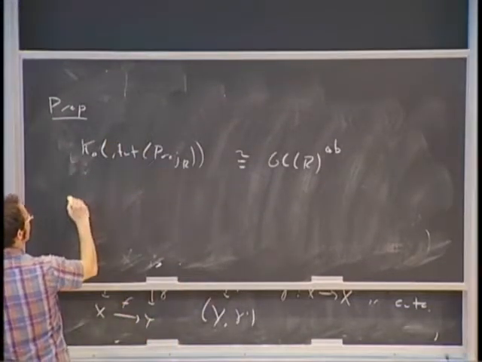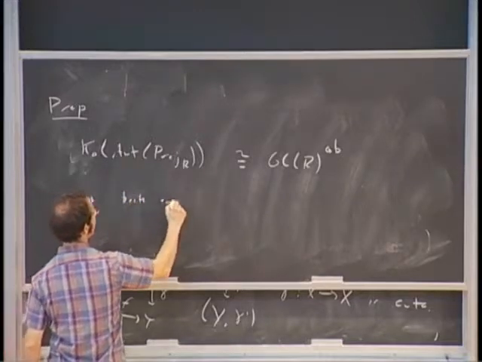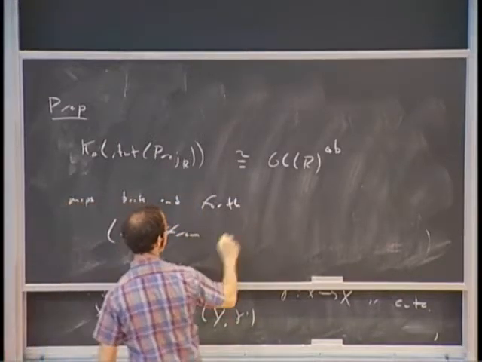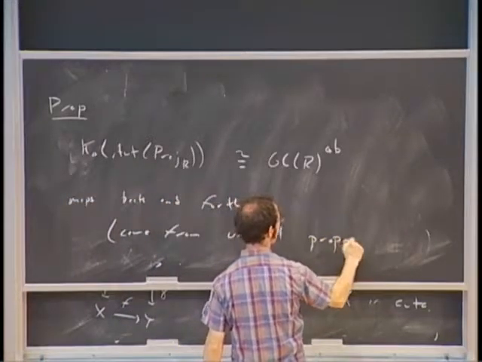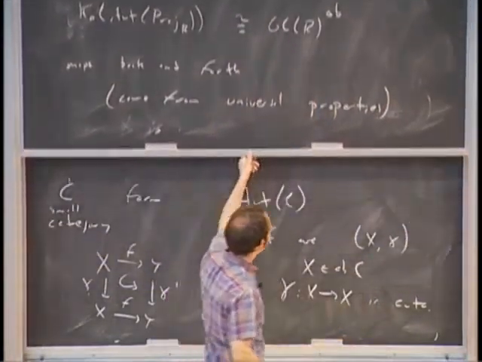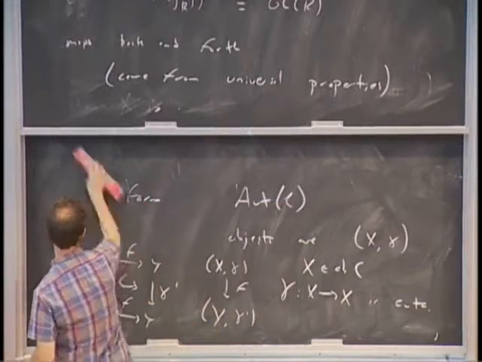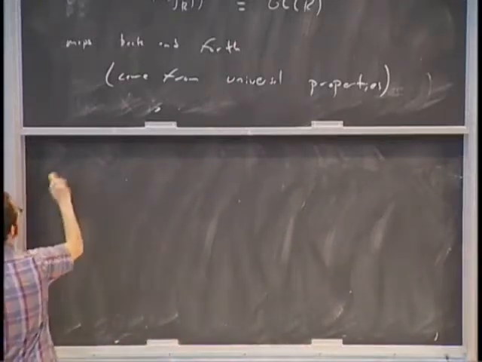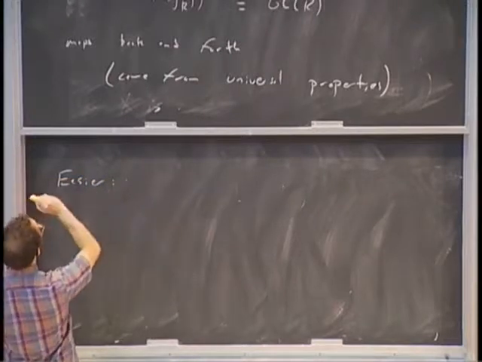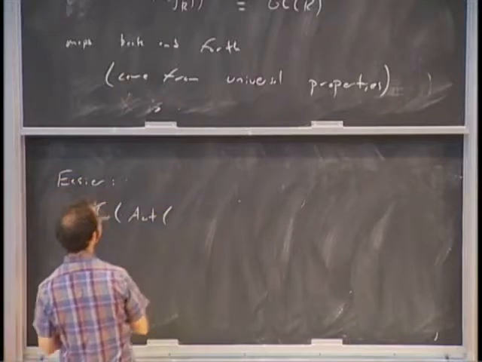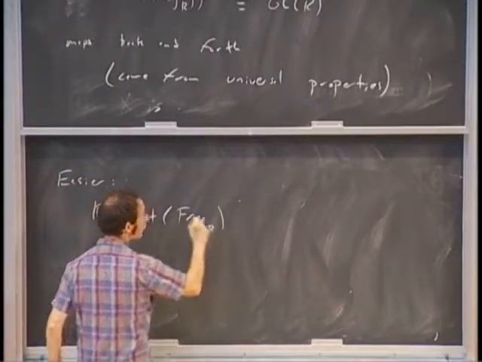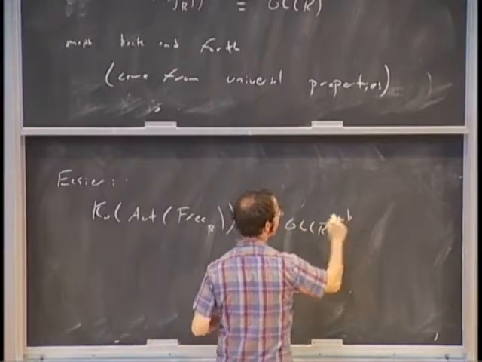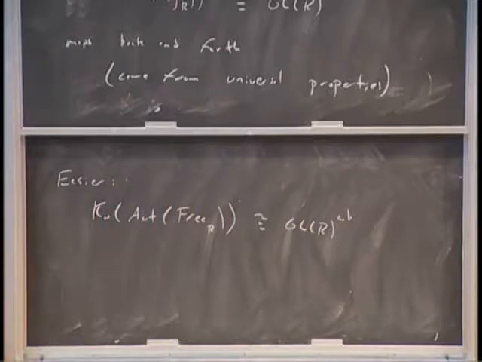So we want maps back and forth. And I should say, as a slogan, these are going to come from the universal properties and what they have to be. Let me do something easier first, which is an easier thing to check: that K0 of Aut of, maybe what I'll write as Free R, so this is finitely generated free R modules, is isomorphic to GL R abelianized.